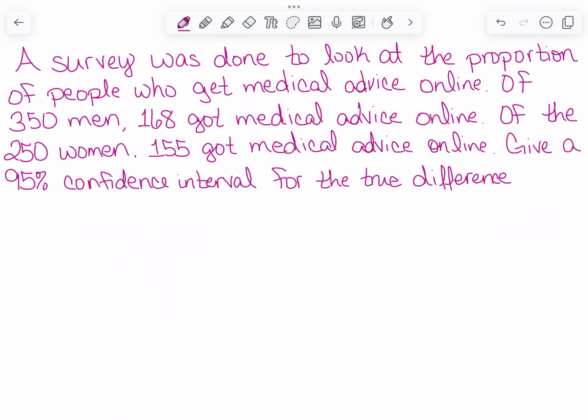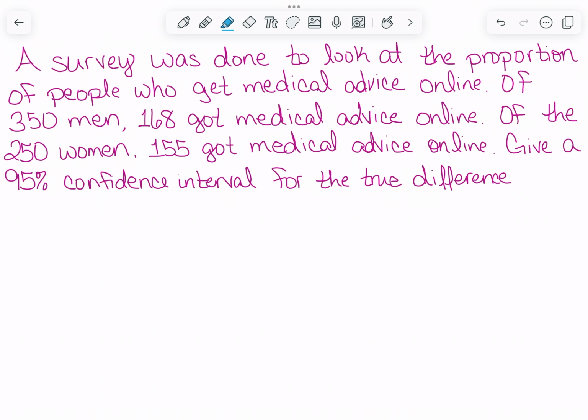Let's look at an example. A survey was done to look at the proportion of people who get medical advice online. Of 350 men, 168 got medical advice online, and of the 250 women, 155 got medical advice online. And I want to find a 95% confidence interval for the true difference between these proportions.